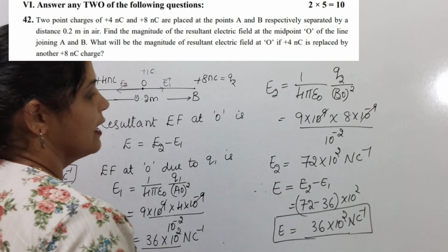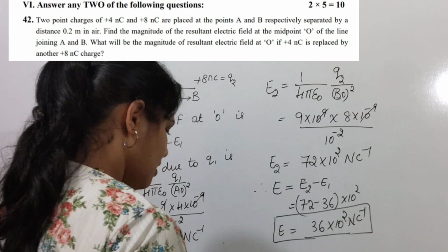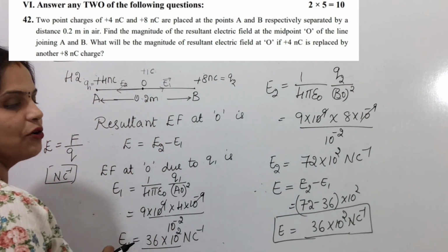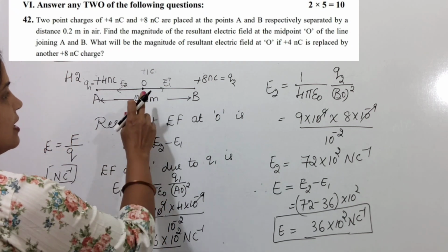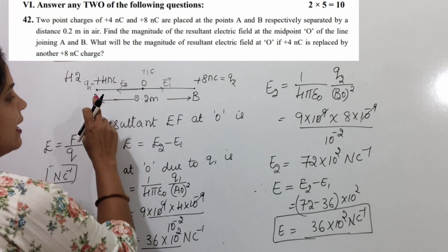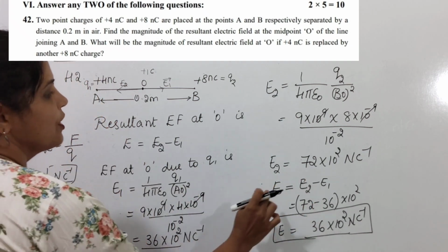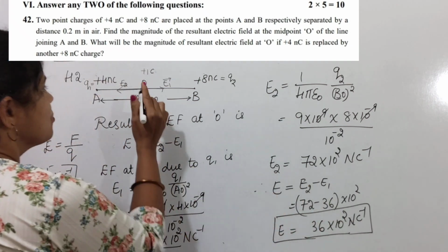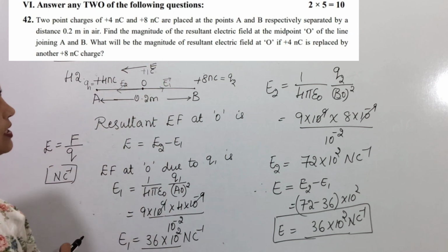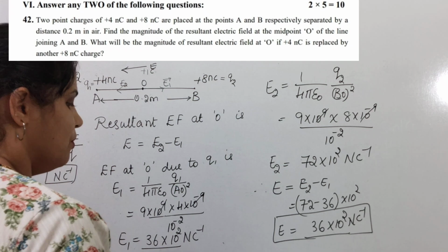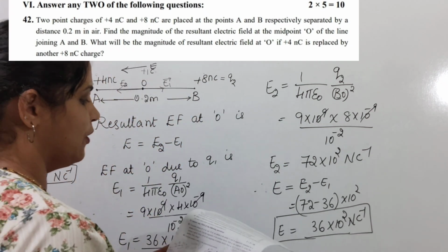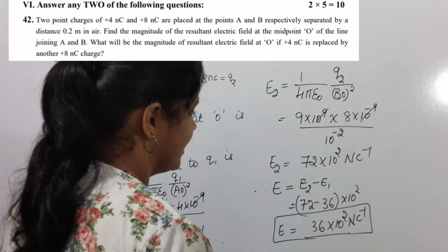Then what is the direction? Here the question is to find the magnitude, so you only have to find the magnitude. If the question is to find the direction of the resultant electric field, the resultant electric field always acts along the direction of the greater electric field. Here E2 is greater than E1, so the resultant electric field is along the direction of the greater electric field, which is E2. Now suppose you replace the 4 nanocoulomb by 8 nanocoulomb, what will be the resultant electric field?